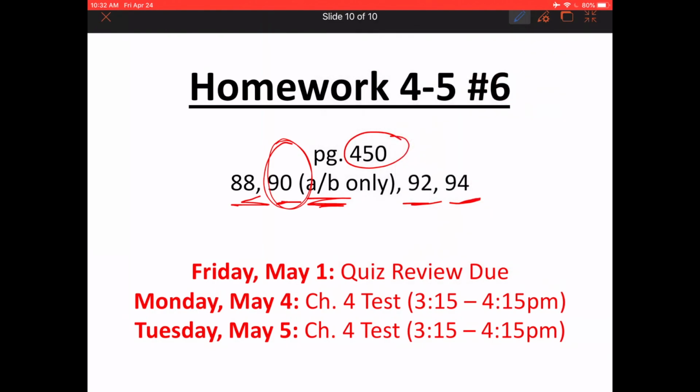And here's just a little update on what's going on with our test. All right, you'll have the rest of this week. So this is the homework due on Monday. You'll have the rest of this week to work on your test review. So that's a typo. Rest of this week to work on test review. Your test review is due on Friday, May 1st. And then the answer key will post over the weekend.